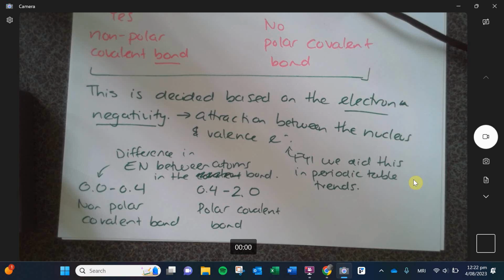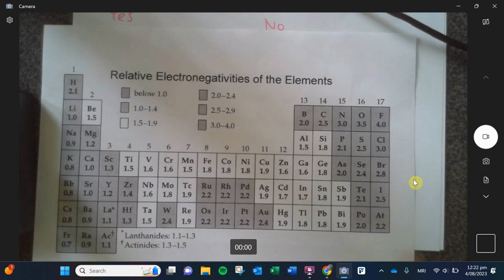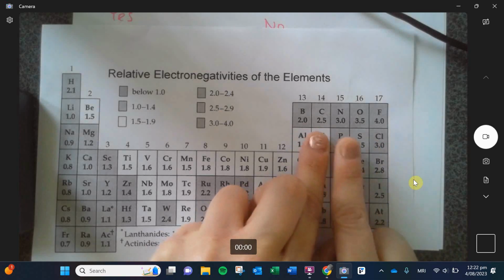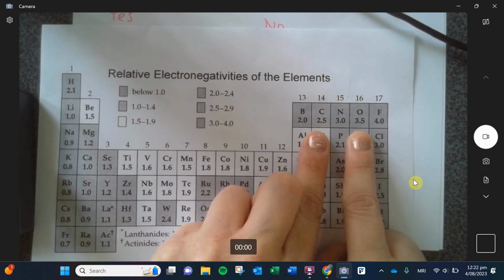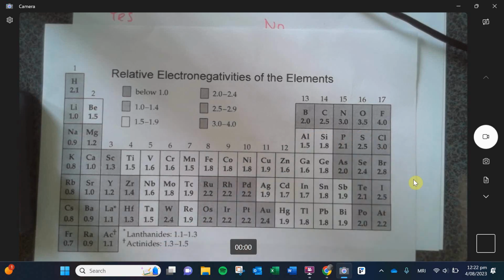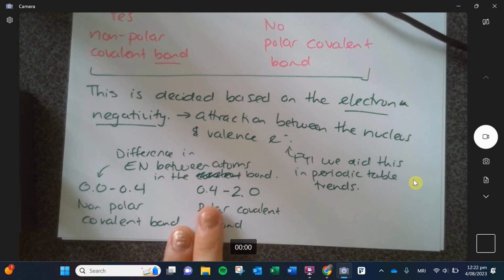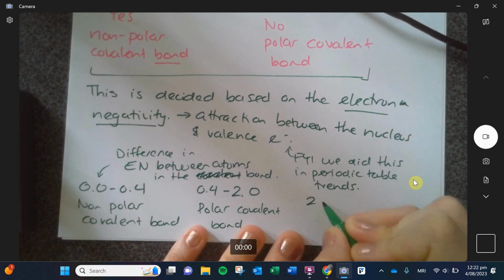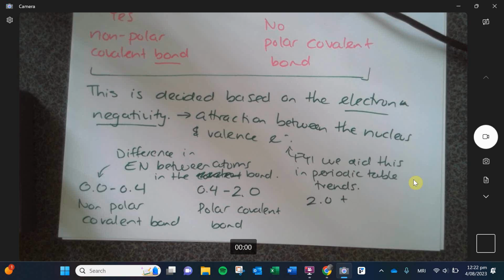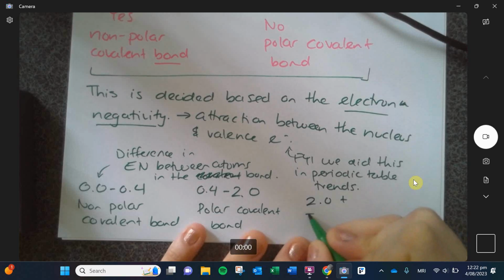If I had, for example, carbon bonded to an oxygen, that would be 3.5 minus 2.5. That's a difference of 1. So that is a larger difference. And since it's between 0.4 and 1, that will result in a polar covalent bond. Okay? If I have something that is over 2 as a difference, I then get my ionic bond.